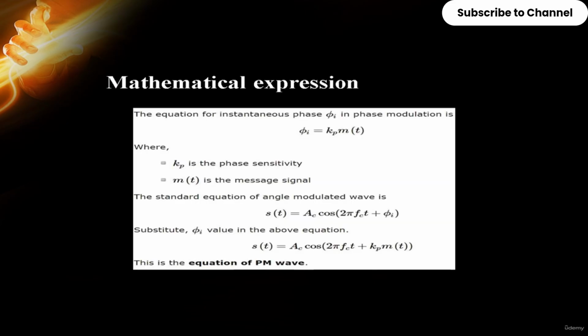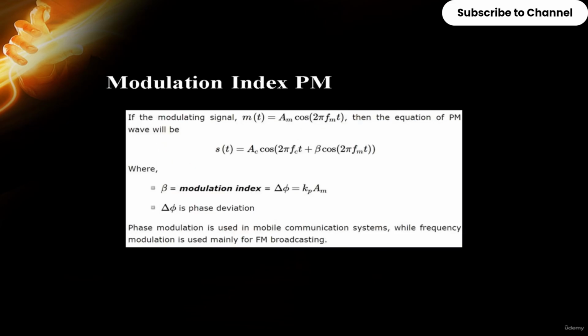The mathematical expression for the phase change is ψi = kp · m(t), where kp is the phase sensitivity and m(t) is the given message signal. Further, the angle modulated wave is derived with the formula Ac cos(2π fc t + ψi). If we substitute ψi with kp m(t), this gives the phase modulated wave. Then the modulation index is given by the formula Δψ = kp · Am.